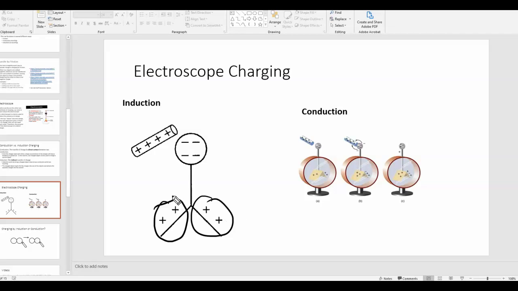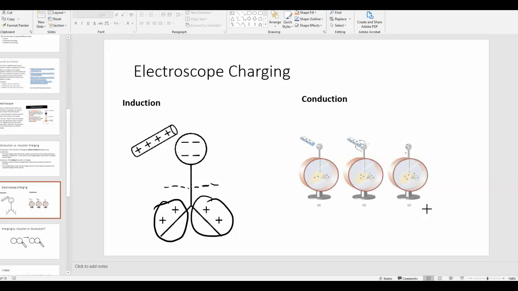If I were to take scissors and cut the electroscope right here, I would have two charged objects, because the top half is negative and the bottom half is positive. That is charging with induction. Sorry, not conduction, induction. Conduction involves direct contact.